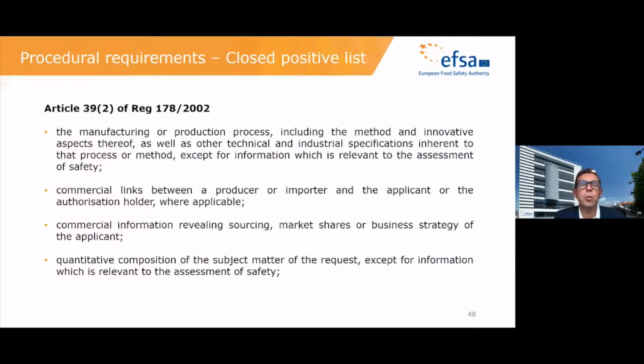These specific items are relevant only for this particular sector. In addition, you are allowed to submit valid confidentiality requests also for items that are set out in Article 39.2 of the General Food Law Regulation, as indicated in the previous provision. And these are the manufacturing production process, as well as commercial links between a producer or importer and the applicant, as well as commercial information revealing sourcing, market shares, etc., or quantitative composition of the subject matter of the request.